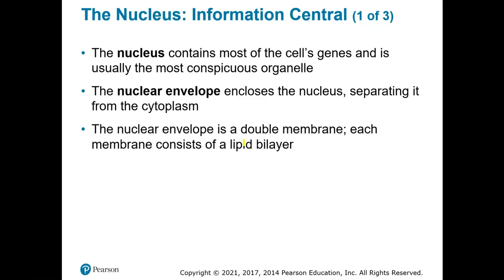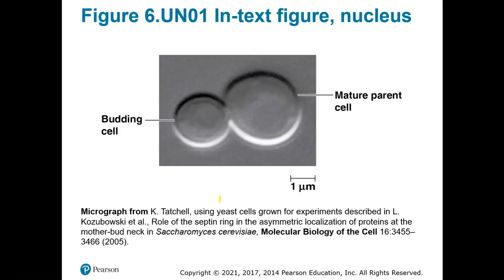determine our traits. We said the nucleus contains most of the cell's genes, and it's usually the most conspicuous organelle. That just means it's easiest to see. So the nucleus is typically the most conspicuous, or easiest to see, of all the organelles. The nucleus does have its own membrane that surrounds it, and it's called the nuclear envelope, which is a double membrane. It has a lipid bilayer just like the plasma membrane.